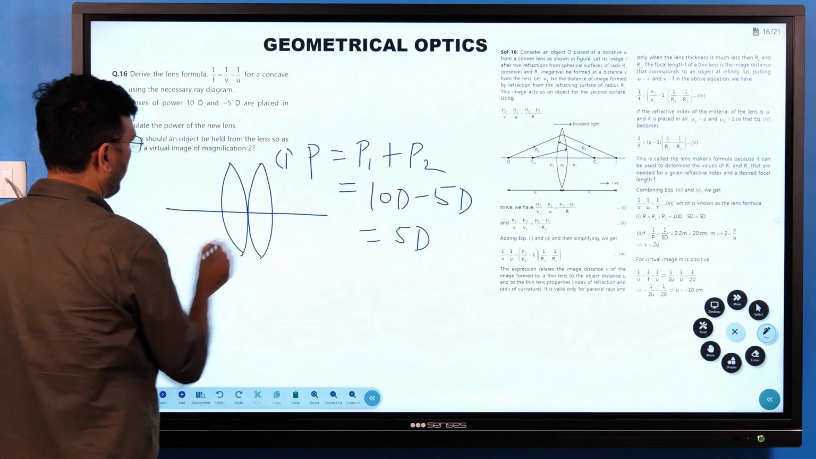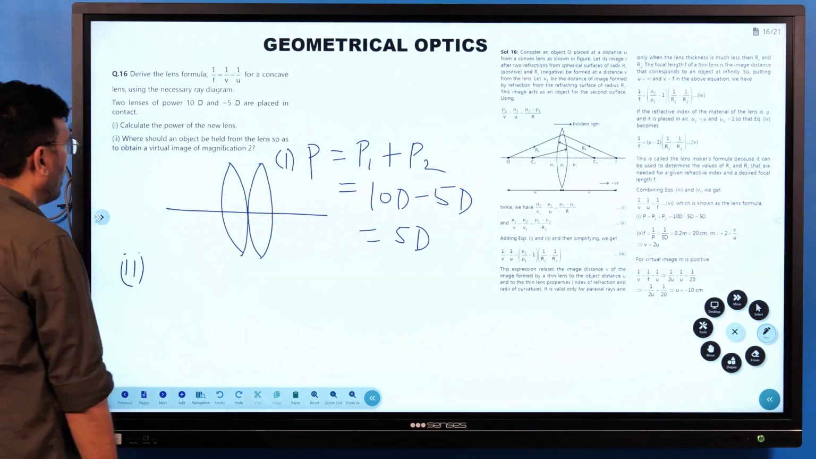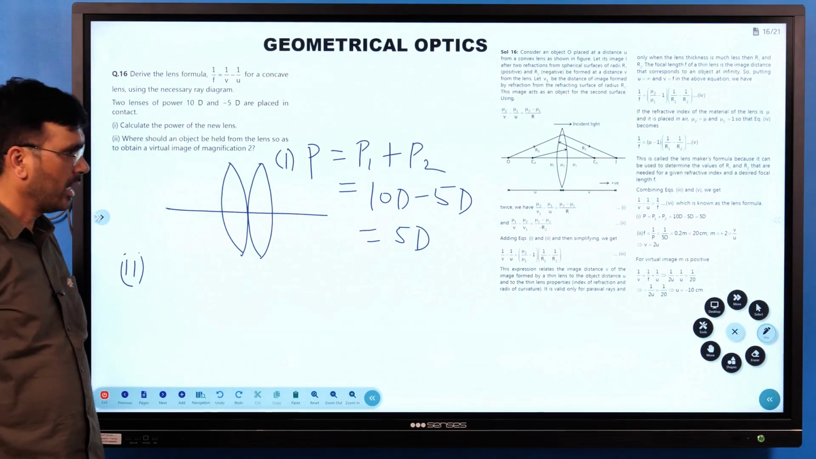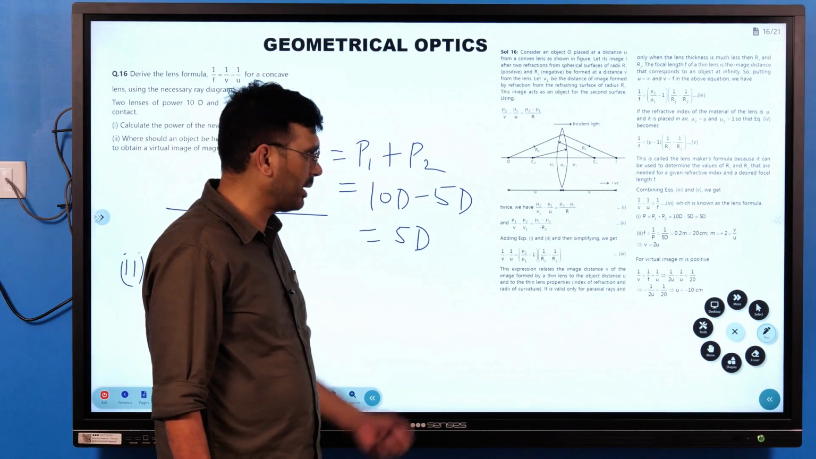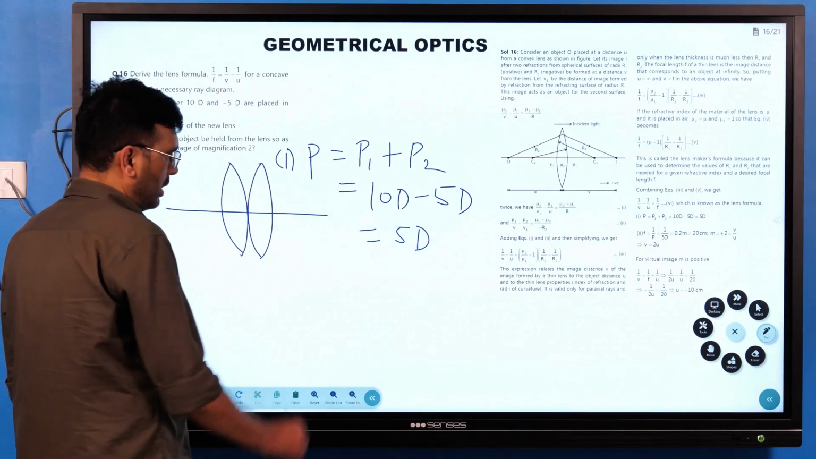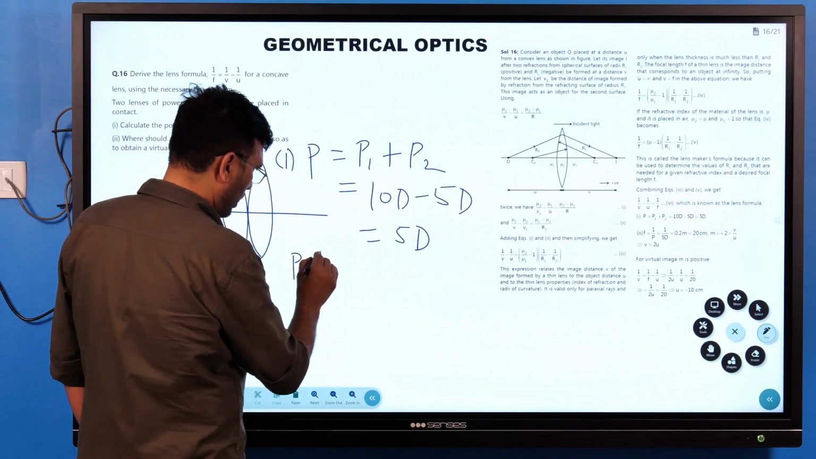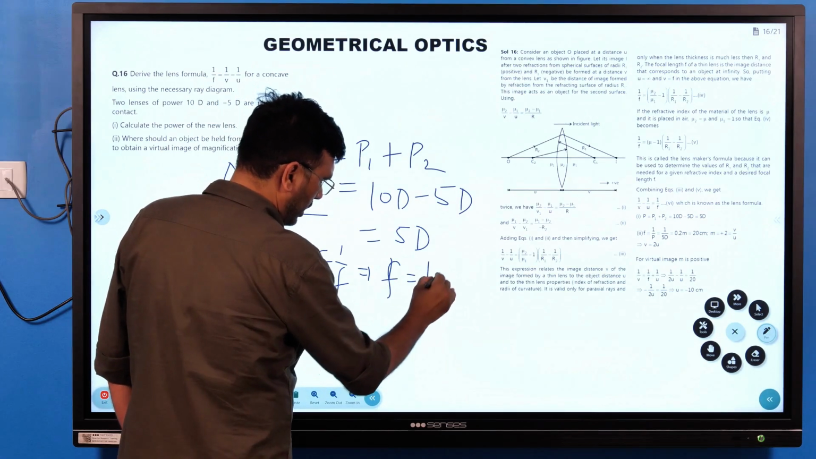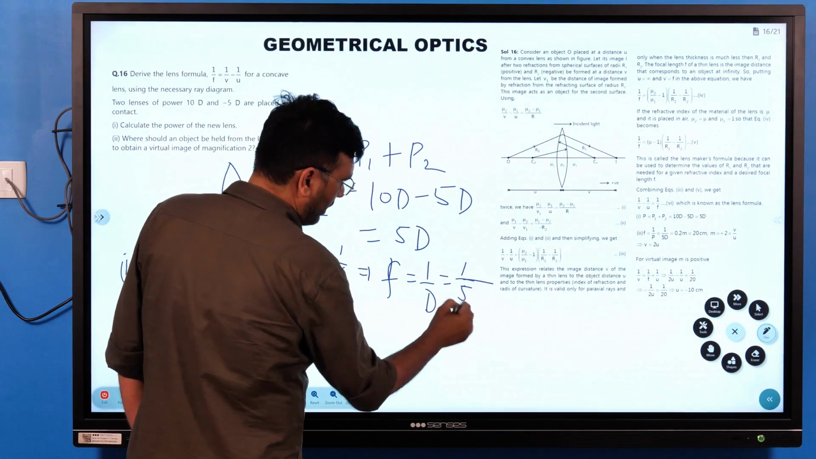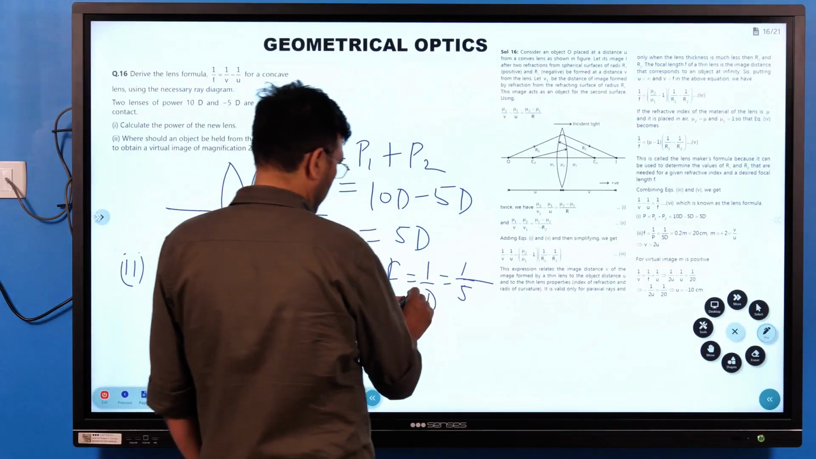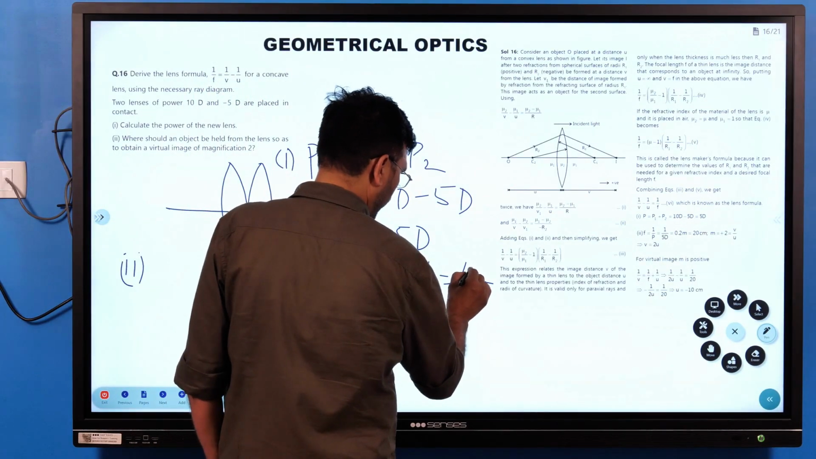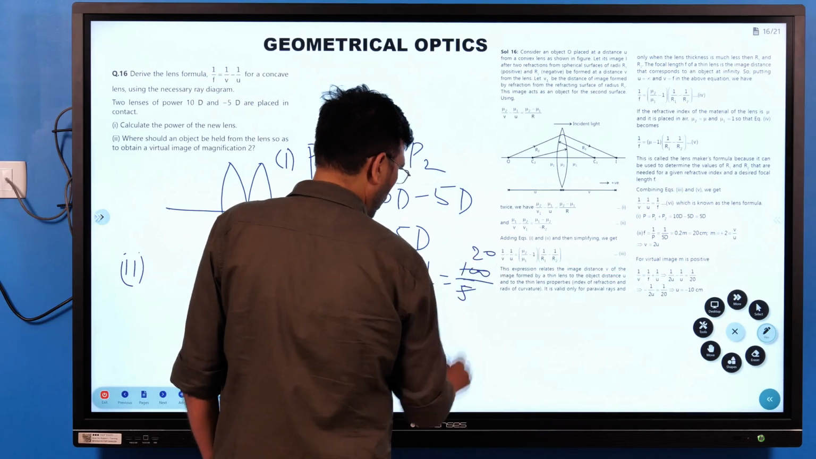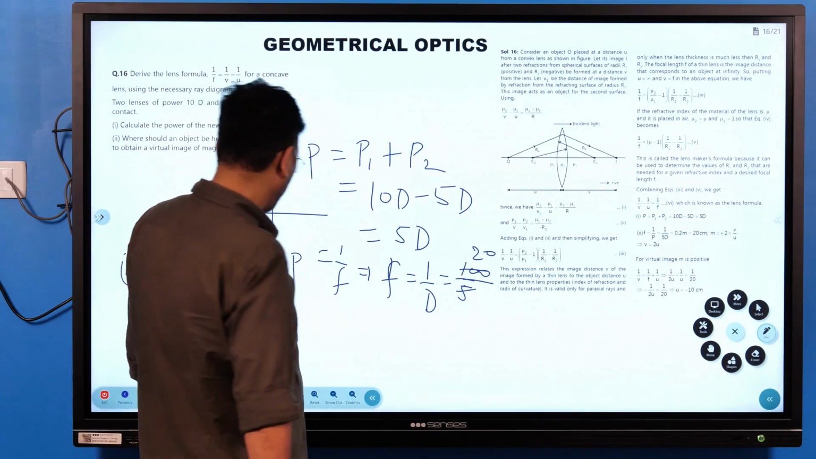Second part: where should an object be held from the lens? Now, the focal length of this lens will become how much? See, power P is 1/f, so f is equal to 1/P. So 1/5, convert this to centimeter, so this will become 100/5. So we will be getting f equal to 20 centimeter.